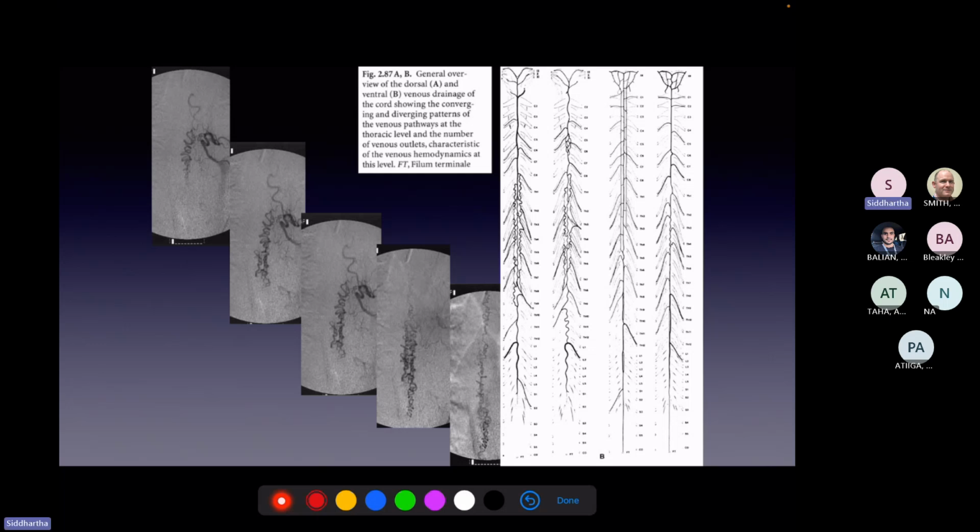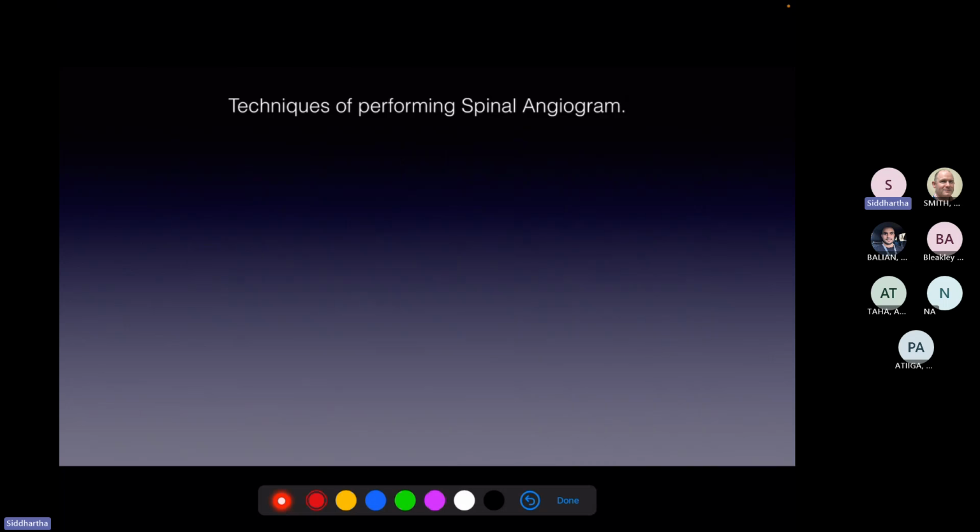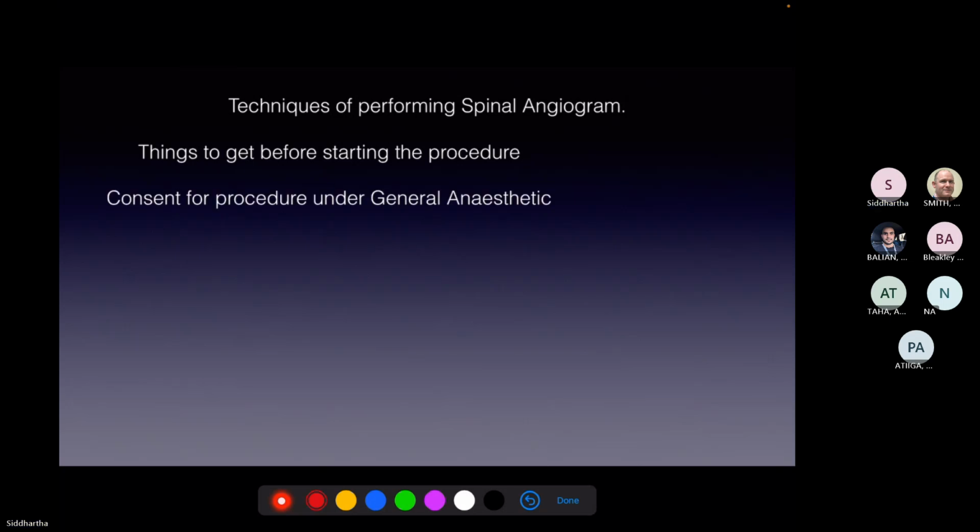So that was the basics regarding the anatomy of arteries and the veins. So I will just spend some time on how I do and how I was taught to perform a spinal angiogram. So what I do is, things to get before starting the procedure, we do the consent to do the procedure under general anesthetic. And sometimes we need to give apnea if we are concerned that we are not seeing the spinal arteries, or the spinal arteries are very small.